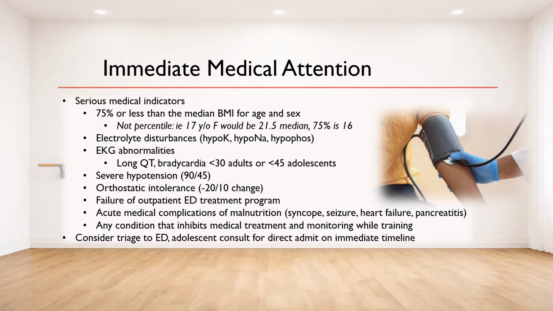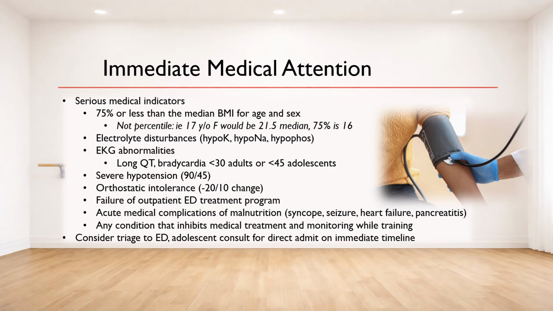These are a BMI of 75% or less of the median for sex and age, which is not to be confused with the 75th percentile BMI. I provided an example on this slide to help differentiate the significant difference between those two measurements.